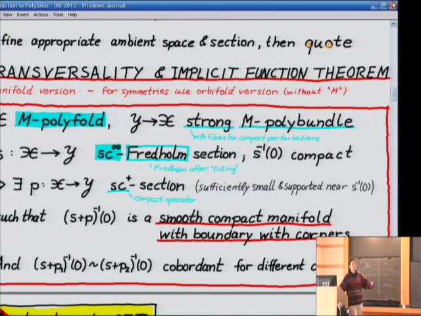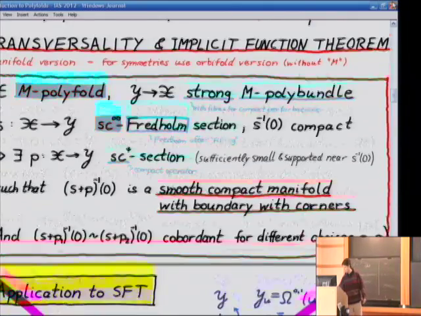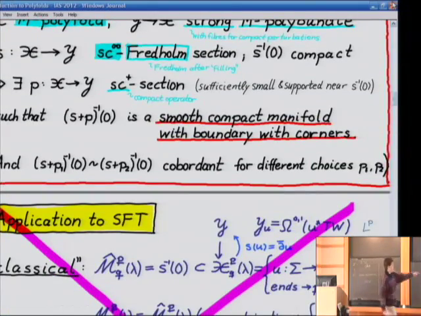But I don't really care how many transverse perturbations there are. I just need one, and I need to know that when there are several, I get the same result. And that's what this says. The last line here says if you have two different such perturbations, the zero sets will be cobordant. But in practice, of course, you can never prove there's one unless you prove there are so many.